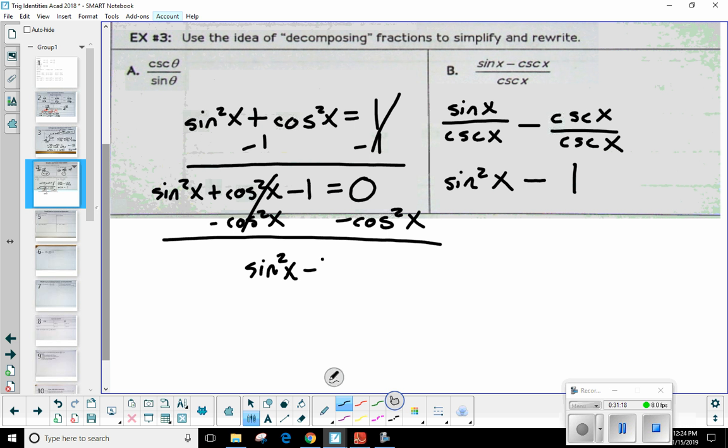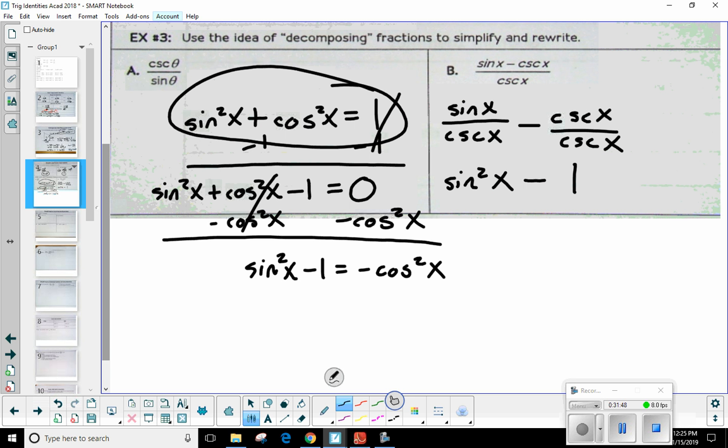So sine squared of x minus 1 equals, what would that be? What's 0 minus cosine squared? Negative cosine squared of x. And remember, this is what I was saying just a little while ago. It won't always be the direct identity. It may be some modified version of it. Because isn't this statement here, sine squared minus 1 equals negative cosine squared, equivalent to the original identity? Okay. So now I'm just going to use substitution. Sine squared of x minus 1 is negative cosine squared of x.